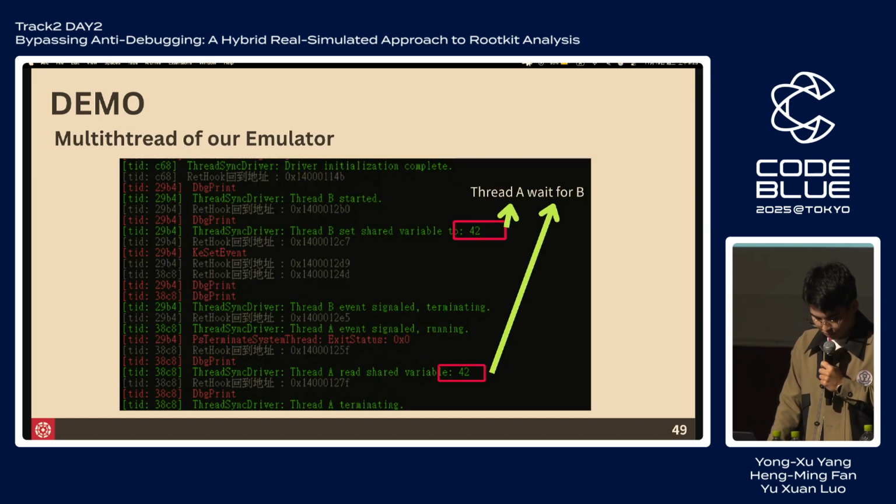Next, multi-threading. See the two thread IDs. Thread A waits for thread B. Thread B does its work and signals. Then thread A continues, reading the shared data. This shows our thread synchronization is solid.